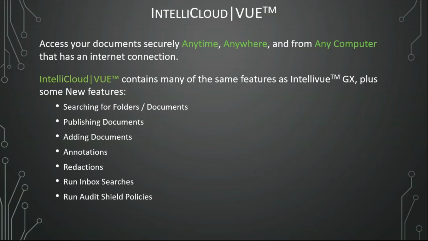You can also run audit shield policies within IntelliCloud VUE if you have those pre-set up. And we have a new feature called electronic signatures. This allows you to electronically sign documents once they've been added to IntelliCloud VUE, and then it'll put a permanent signature on that document that can't be lifted off.